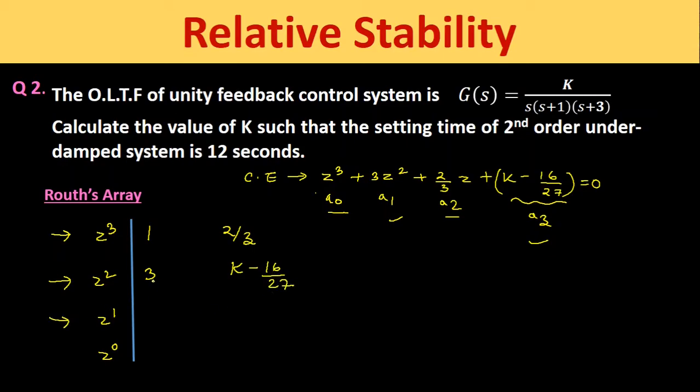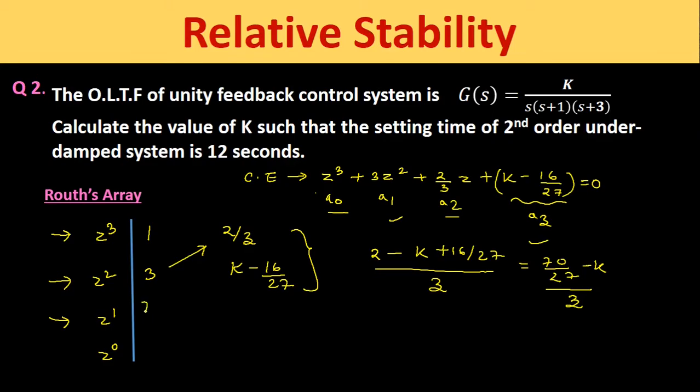Now we will construct the z to the power 1 row using the z to the power 3 and z to the power 2 rows. The first term of this z to the power 1 row will be (3 into 2 by 3, which is 2, minus 1 into this value, that means minus of K minus 16 by 27) divided by 3. So the first term will be equal to 70 divided by 27 minus K divided by 3, and the next term will be equal to 0, and the first term of the z to the power 0 row will be K minus 16 by 27.